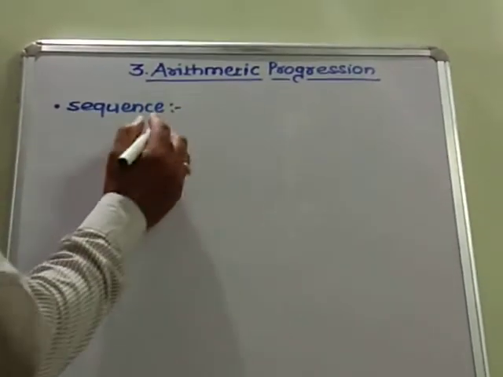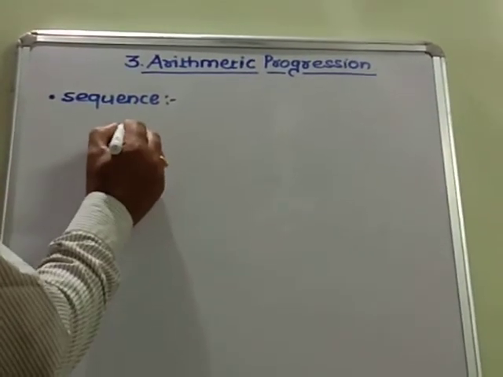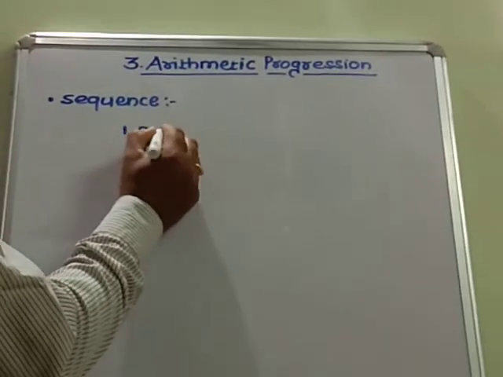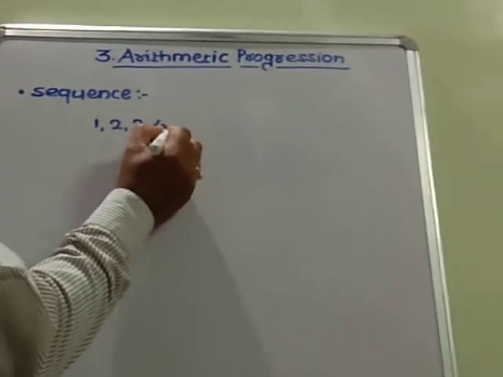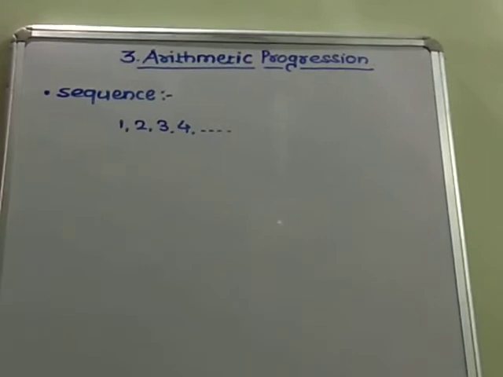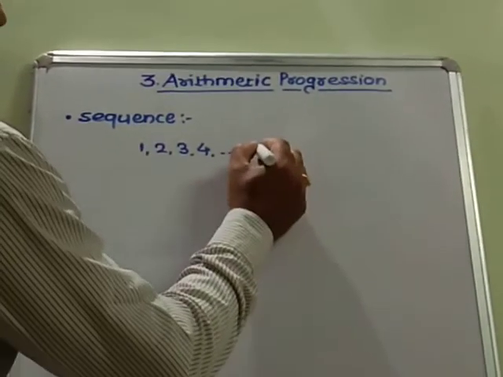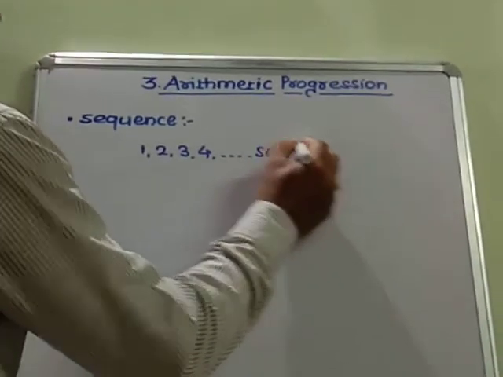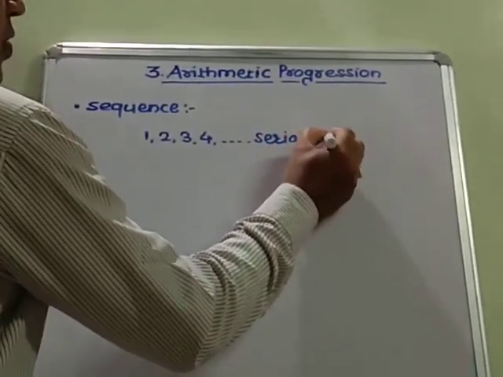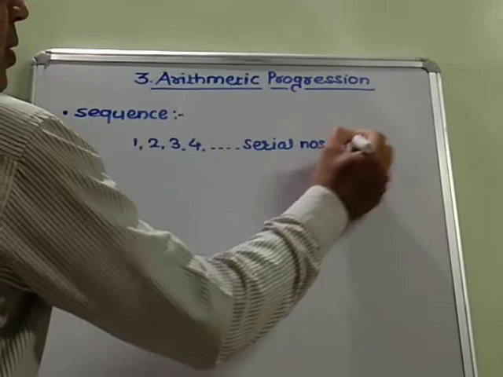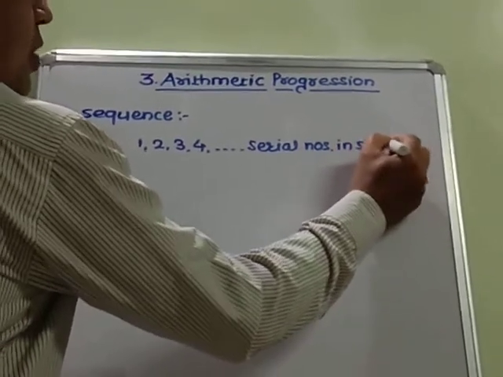Look at here. 1, 2, 3, 4. What is this? Serial numbers, or the set of natural numbers.